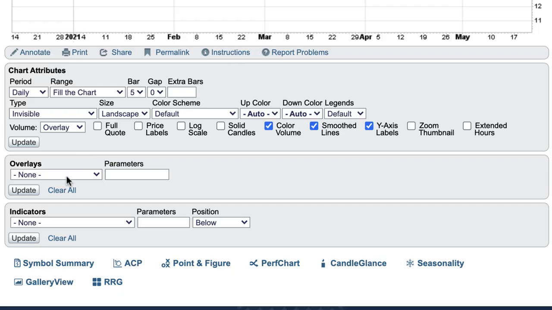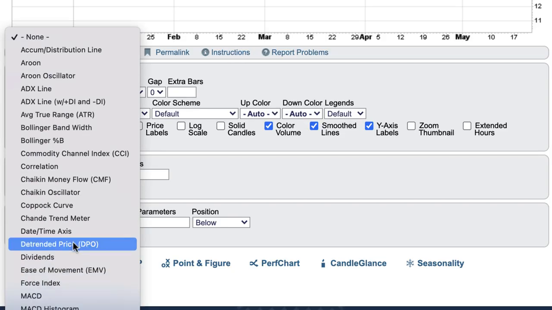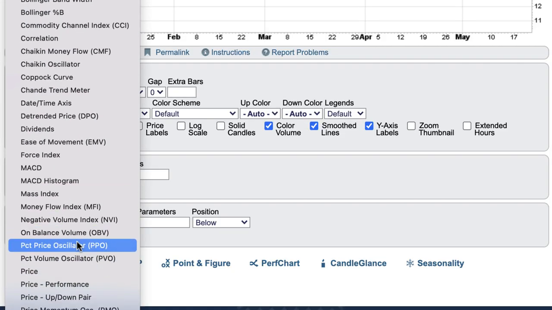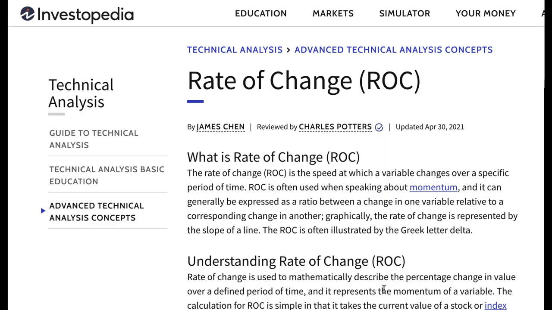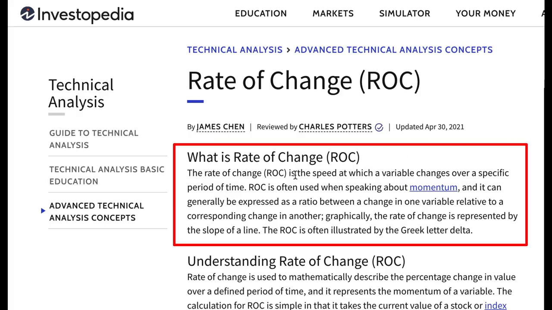Now from this point, we're going to add an indicator, and the indicator that we're going to be using is called the rate of change. I'm not going to go into too much detail of the calculation and why the rate of change is important, but quickly, if you just Google it, you can learn more about it. What is the rate of change? It is the speed at which a variable changes over a specific period of time. The ROC, which is the rate of change, is often used when speaking about momentum, and it can generally be expressed as a ratio, a change in one variable relative to a corresponding change in another.